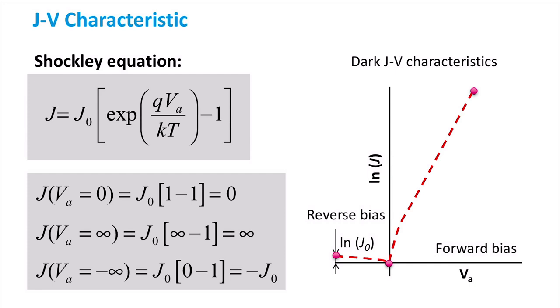It should be noted here that this is only the case for an ideal diode. In reality, there is usually a negative breakdown voltage where the diode will start to conduct large amounts of current in the reverse direction. However, solar cells do not typically operate in this regime, so we can ignore that part of the JV characteristic.